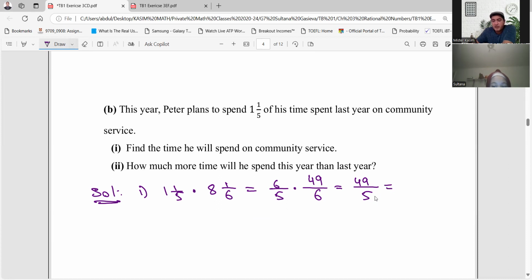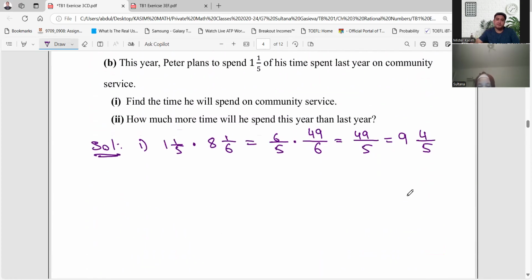49 divided by 5. How many 5s are there in 49? 9 times 5 is 45, 10 times 5 is 50, so it's 9, and the remainder is 4 over 5. So 9 and 4 over 5.